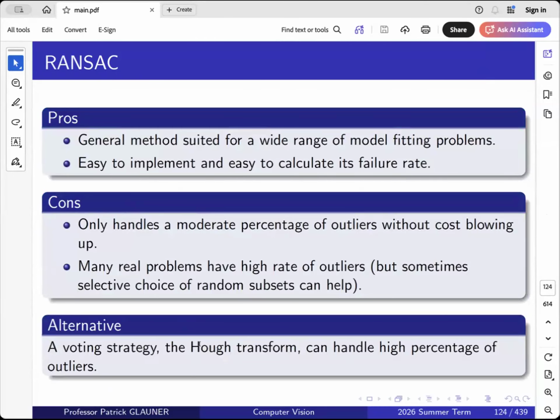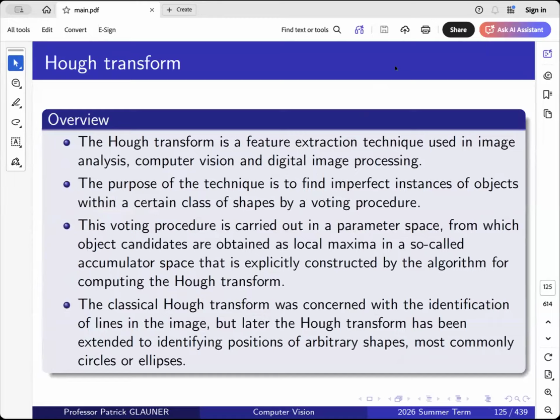We can pick a different approach, the Hough transform, which is purely made for finding straight lines in images. So it's not generic at all. And it turns out the Hough transform is a voting algorithm too, and it can handle a very high percentage of outliers. Even if the vast majority of examples are outliers, the Hough transform will probably still find a reasonable straight line. And it's purely made for this problem.